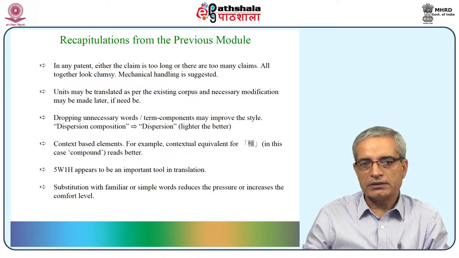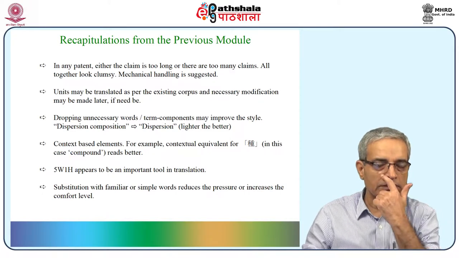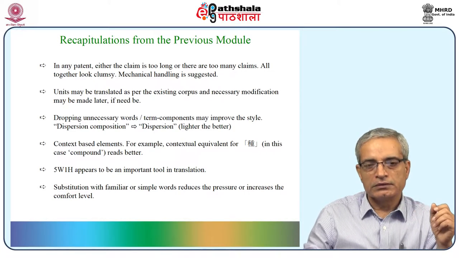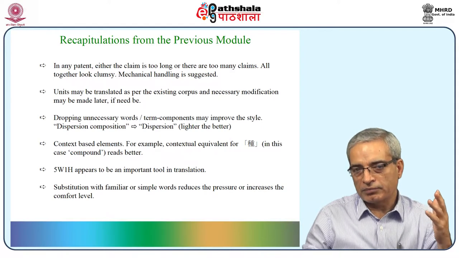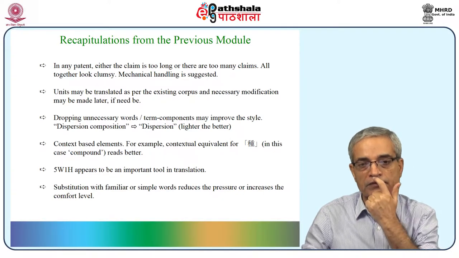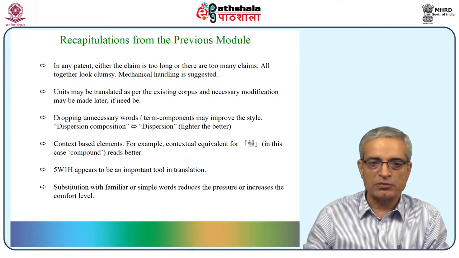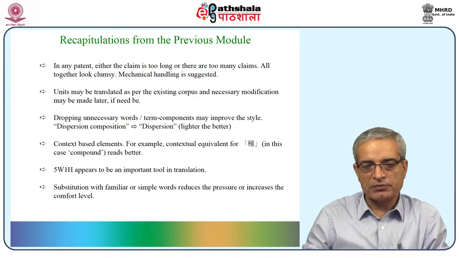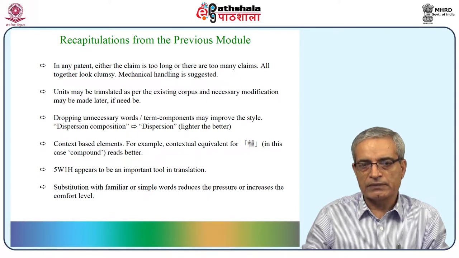In any patent, either the claim is too long or there are too many claims. All together, when the lines are more or when there are many number of segments coming one after the other, it looks quite clumsy. Mechanical handling is the way which was suggested in the previous module. Units may be translated as per the existing corpus. That means whatever you have, translate blindly as per the corpus, and the necessary modifications may be made at a later stage if need be.